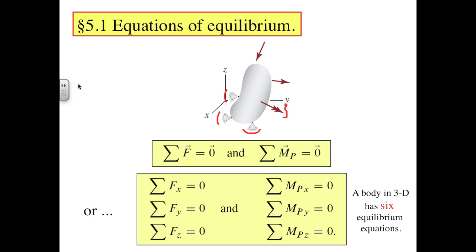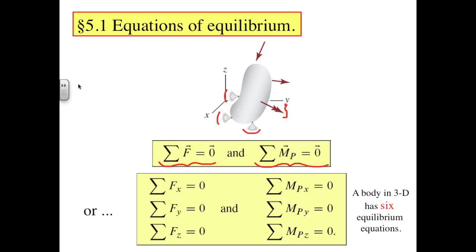Translational equilibrium requires us to impose force equilibrium, as shown by the first of the vector equations. Rotational equilibrium requires us to impose moment equilibrium, and the second vector equation is sum of the moments about point P is equal to 0. You'll notice, though, that no point P is actually shown in the figure. Where is P? Is there anything special about the selection of this point? It turns out that as long as we are imposing force equilibrium, we can impose moment equilibrium about any point we like and be assured that moment equilibrium is satisfied everywhere.